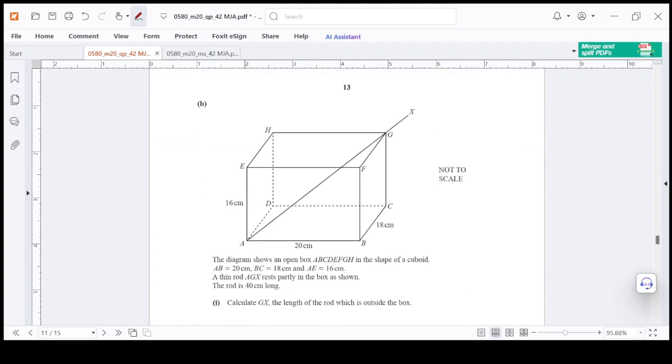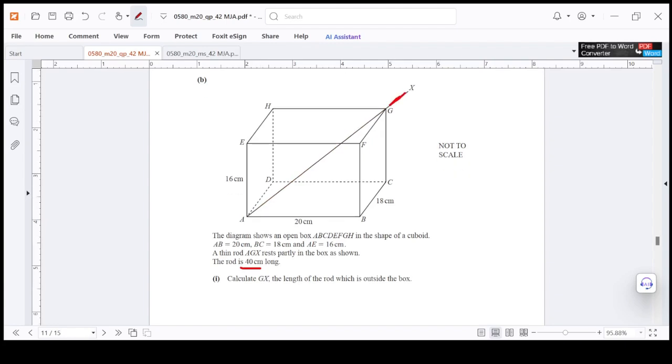Okay. The diagram shows an open box ABCDEFGH in the shape of a cuboid. AB equals 20, BC equals 18, AE equals 16. A thin rod AGX rests partly in the box as shown. The rod is 40 centimeters long. So this is a 40 centimeter long rod. Calculate GX. So we need this part only. That means we have to do 40 minus AG to get that part.